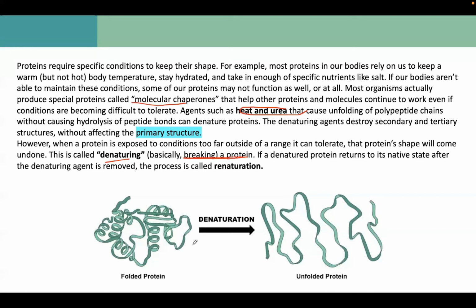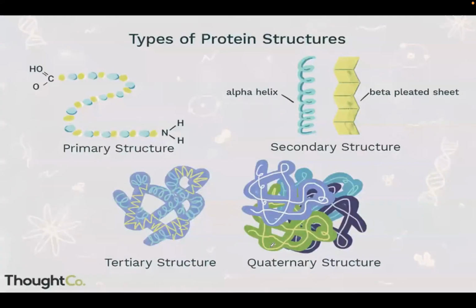So kasi, naturally, our proteins are folded. But once you subject it into a breaking agent, it will unfold. Okay? So these are the types of protein structures. So meron tayong 4 types. We have your primary, secondary, tertiary, and then your quaternary. Okay po. So discuss natin siya sa susunod na slide.